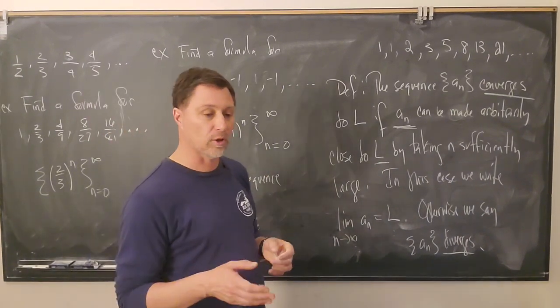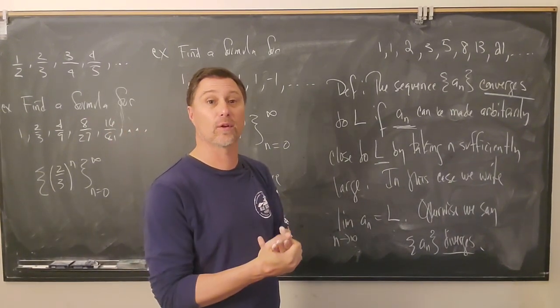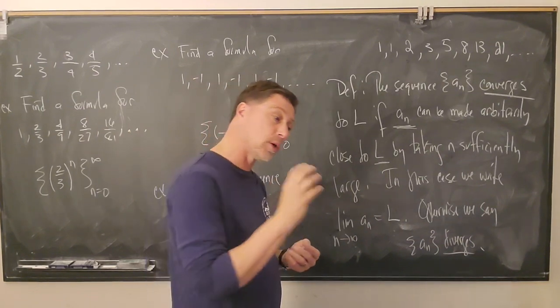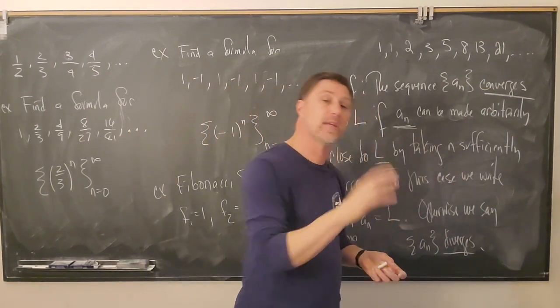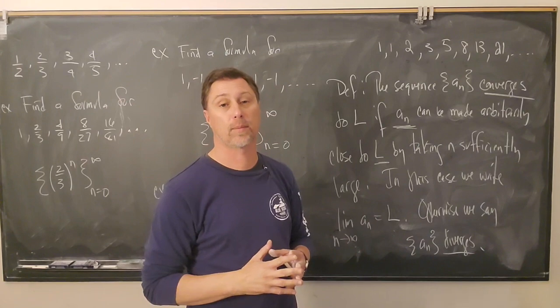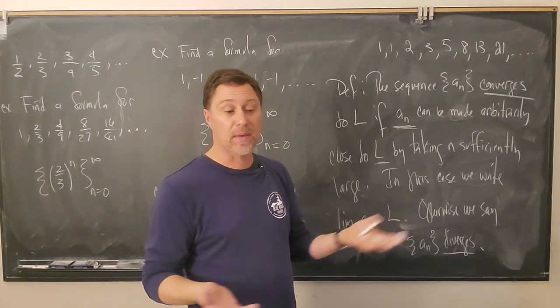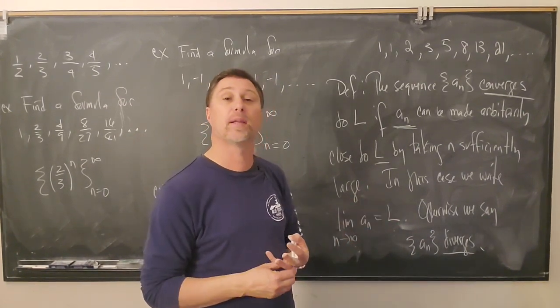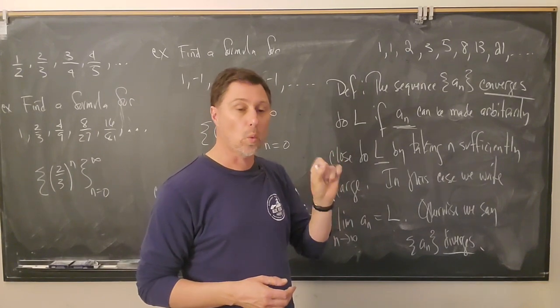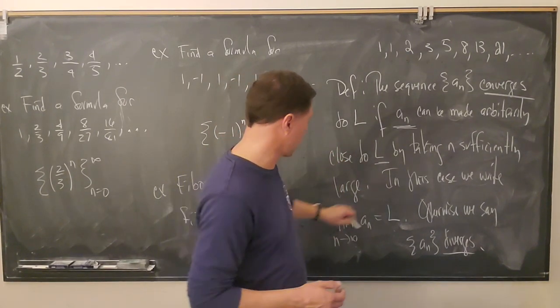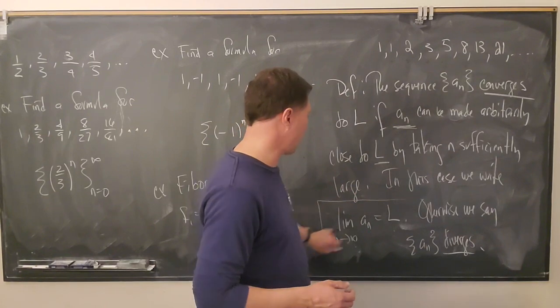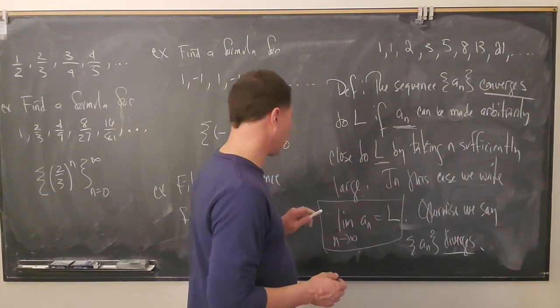When we say that it converges, what we mean is that the terms of the sequence are approaching one particular number. They're getting closer and closer to that number. If it diverges, then some other behavior is happening, but it's not approaching one particular number. Notice we use the same limit notation that you learned in Calc 1.